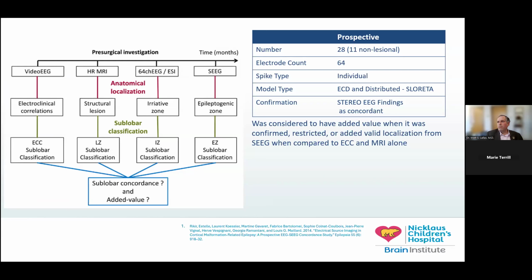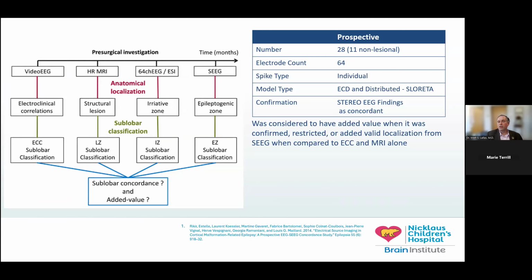So this is a prospective study in 28 patients where it was really a question not just of the analysis, but how was it concordant or discordant with the preoperative data, and how did it impact and add value to the planned implantation and ultimate resection that went on for the patient.